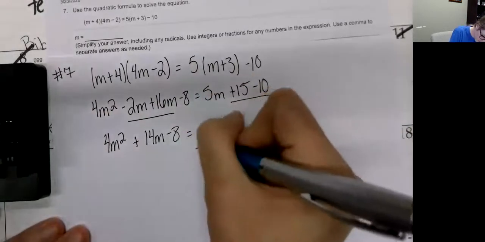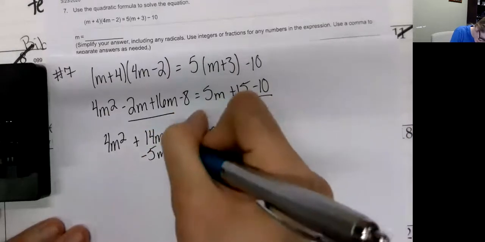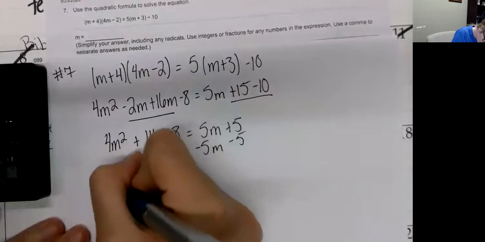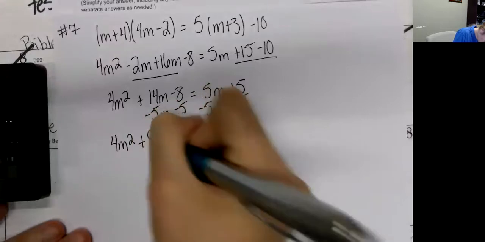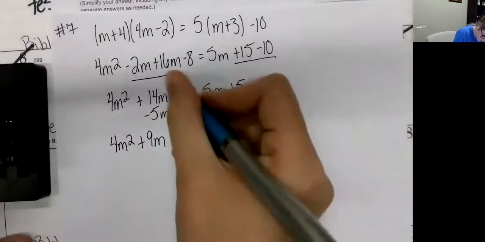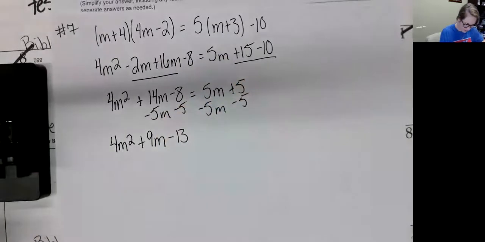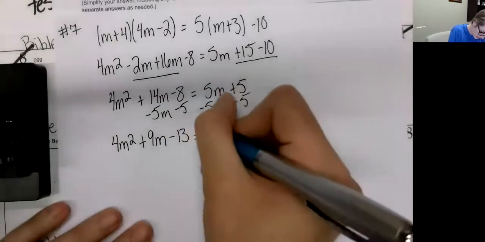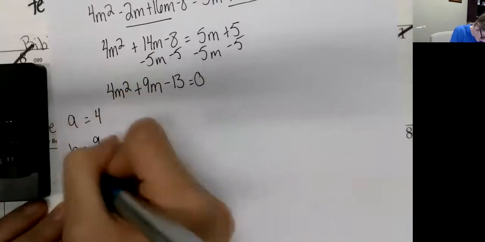Now I'm going to move these terms over to their corresponding terms. So I have 4m squared plus 9m, and negative 8 subtract 5 would be negative 13. And it now equals 0. So now we can get our A, B, and our C. Our A is 4, our B is 9, and our C is negative 13.